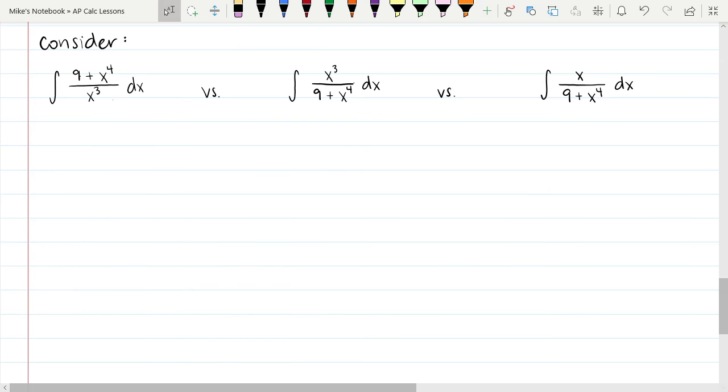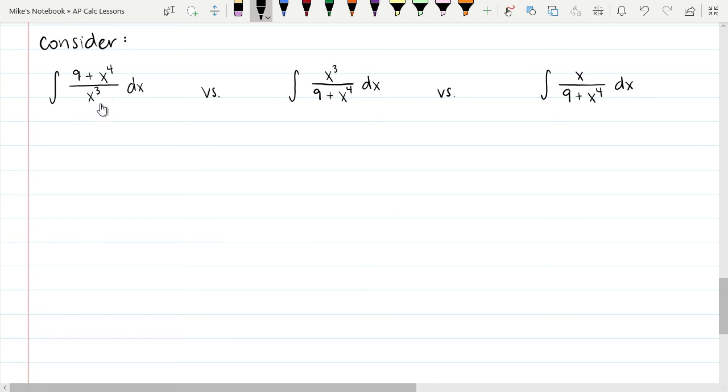Okay, so I'd like to wrap up by having you consider these 3 different integrals. The first one, the integral of (9 plus x to the 4th) over x cubed, versus the integral of x cubed over (9 plus x to the 4th), and then finally versus the integral of x over (9 plus x to the 4th). All of these look very similar, but the approach you would take on each of them is very, very different. What I would want you to notice in the first one is that we're just dividing by a single term that's a power of x.